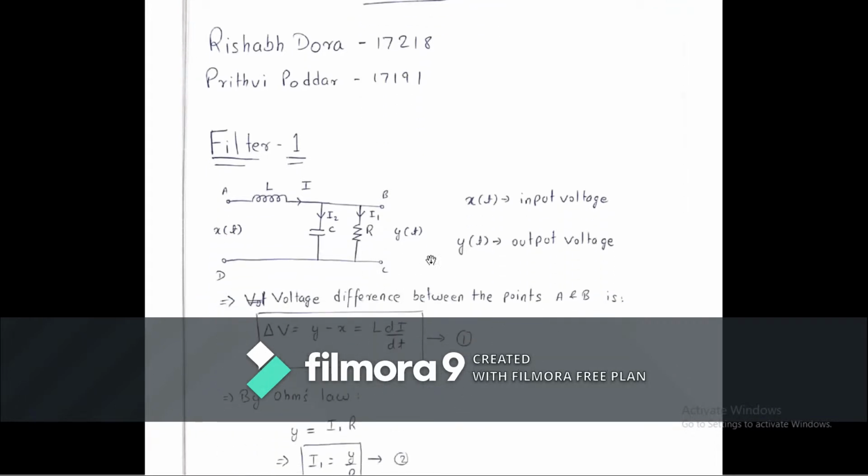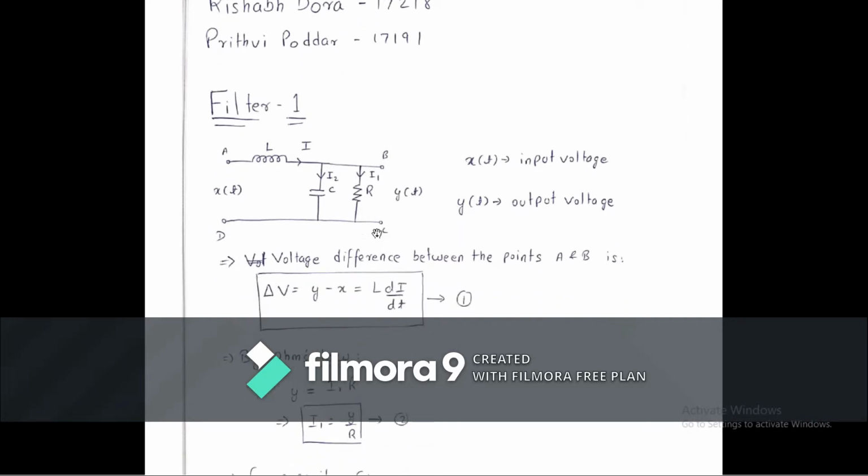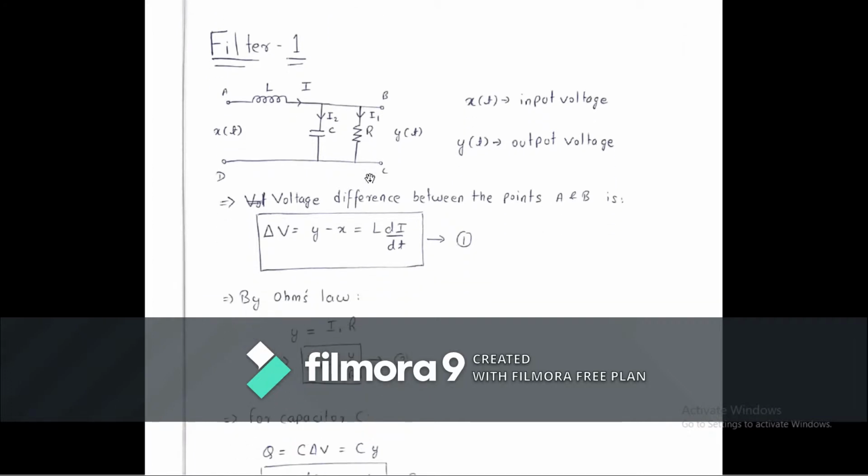So to derive the LCCDE of this filter, we'll first look at the voltage difference between point A and point B. You can see the voltage difference will be equal to y minus x, and that will be equal to L di by dt, that is the current flowing through the wire AB. Now by Ohm's law we can say that the voltage difference between B and C, that is y, will be equal to I1 R, that is the current passing through the resistance.